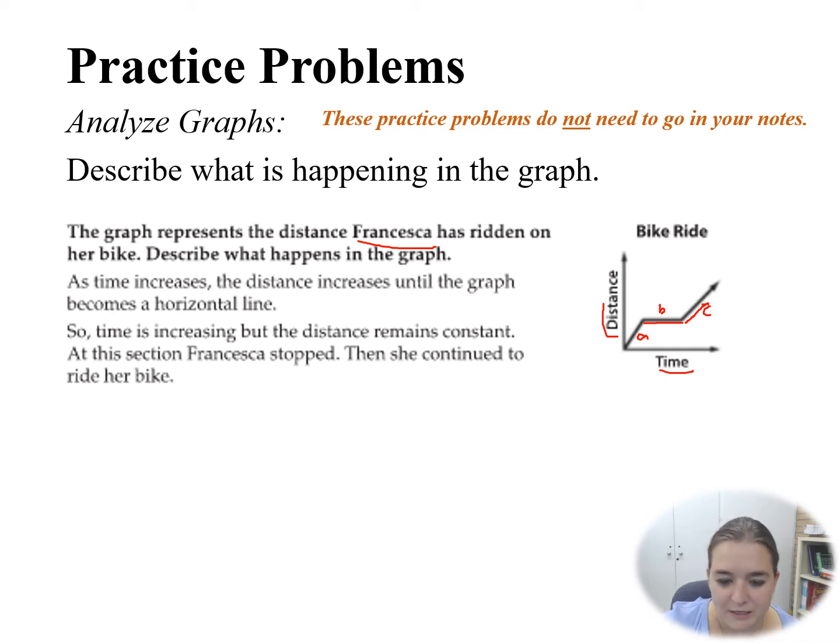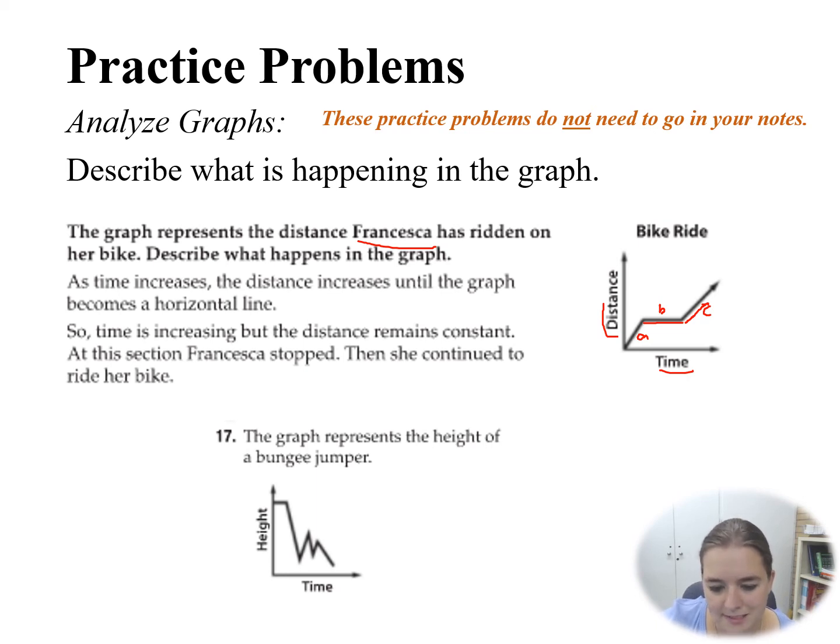So just to show you the book definition here, as time increases, the distance increases until the graph becomes a horizontal line. So time is increasing, but distance remains constant. At this section, Francesca stopped, then she continued to ride her bike. So we're just analyzing the different pieces here. One more example to look at. This graph represents the height of a bungee jumper. So what it shows me is that time, again, is my independent variable, and height is dependent. So as the time is changing, my bungee jumper was on the edge of the cliff, and then they rapidly lost a lot of distance, gained some of it back when they bounced, and again up and down, until eventually they would land on the ground.